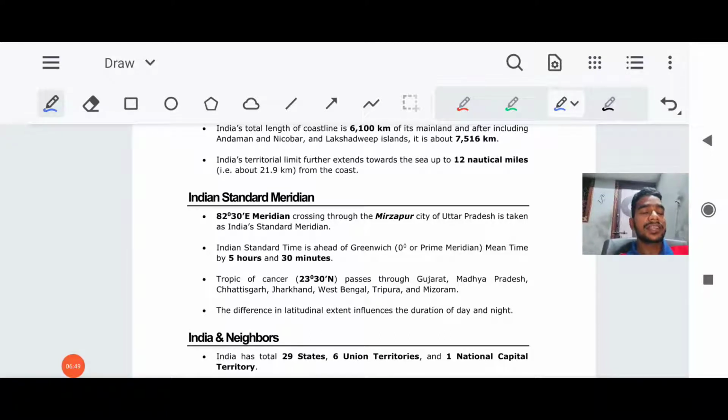So what is the Indian Standard Meridian? As I just mentioned, between Jaisalmer in Rajasthan and Manipur there is a 2 hour difference in time. It means there is an early sunrise by 2 hours in Arunachal Pradesh and a late sunrise by 2 hours in Gujarat, or Jaisalmer in Rajasthan. But the time is not like that. If the sun rises in Arunachal Pradesh at 7 o'clock, it should be 8 or 9 o'clock in Jaisalmer, but it is not like that.